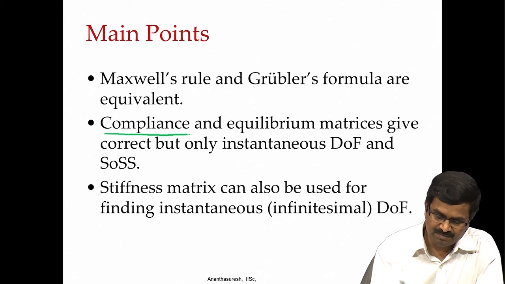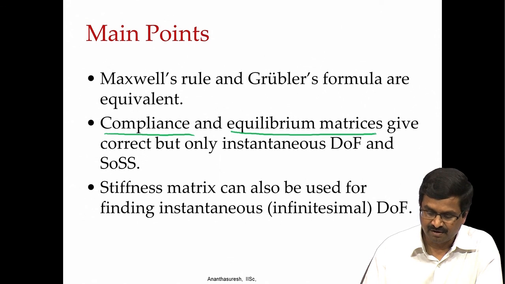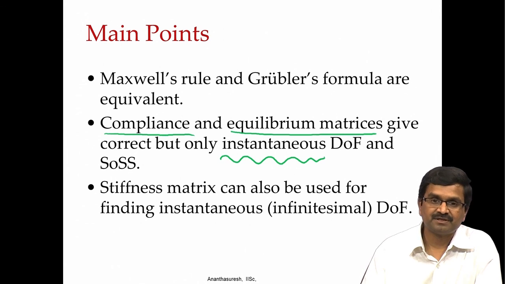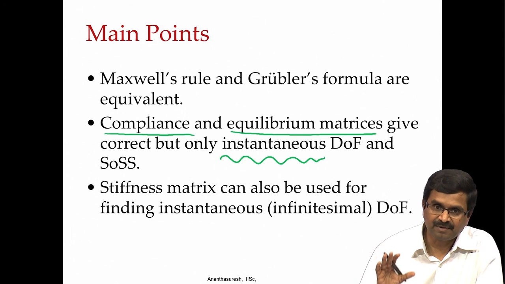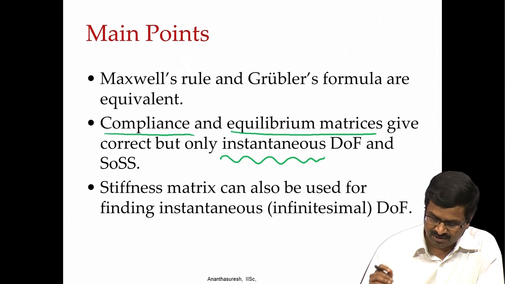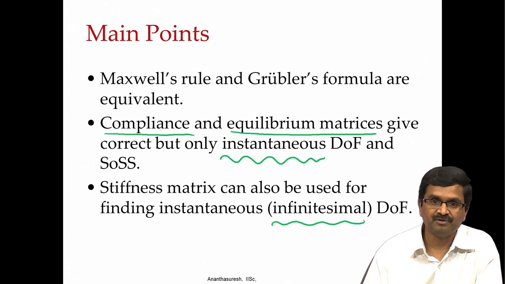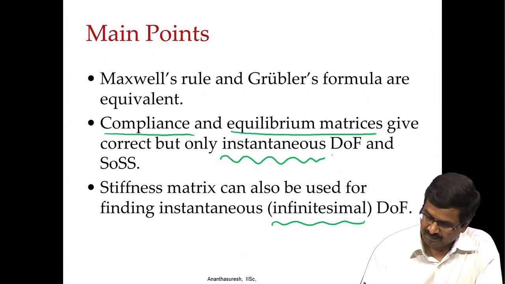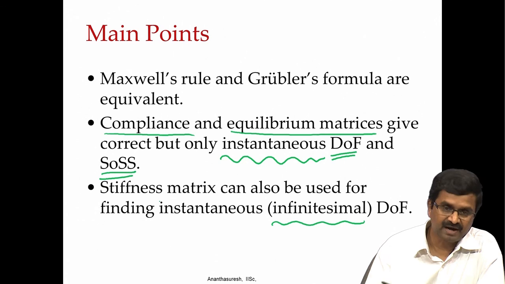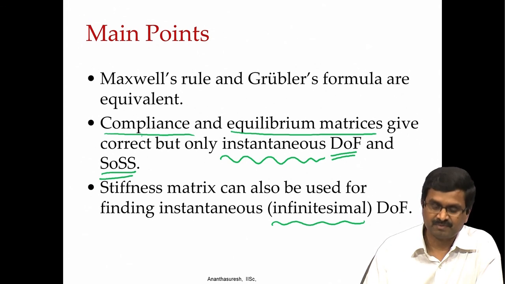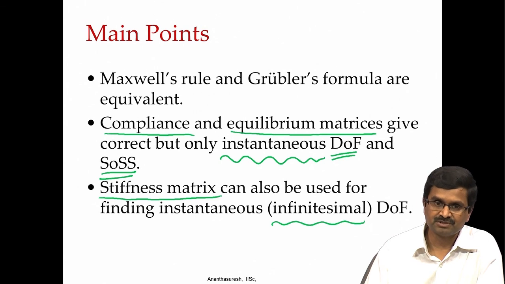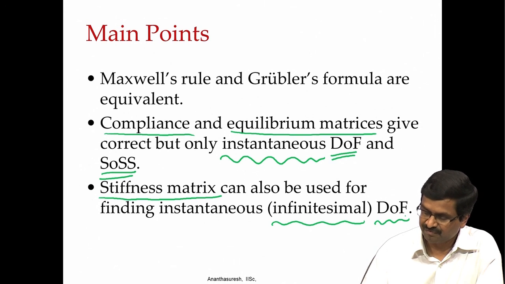But if you look at the compliance matrix and equilibrium matrix, their rank deficiency not only tells you the degrees of freedom and state of self stress, but one thing to note is that this computational method also tells you only instantaneous, meaning in that particular configuration, what the degrees of freedom are, which are sometimes called infinitesimal modes. That is all it will tell you, but not over a finite range, because we have linearized the equations. Degrees of freedom and state of self stress come from rank deficiency of the compliance matrix and equilibrium matrix respectively, but they are only instantaneous. In the finite element framework, the stiffness matrix can be used, or rather its rank deficiency gives you instantaneous or infinitesimal degrees of freedom in that configuration.